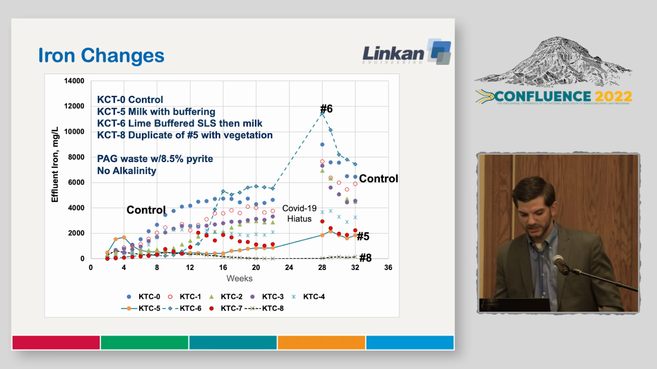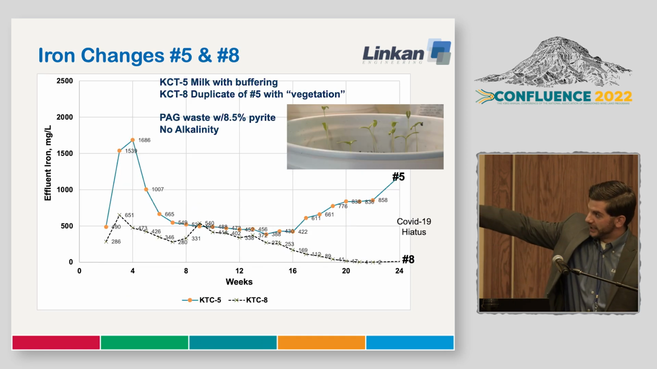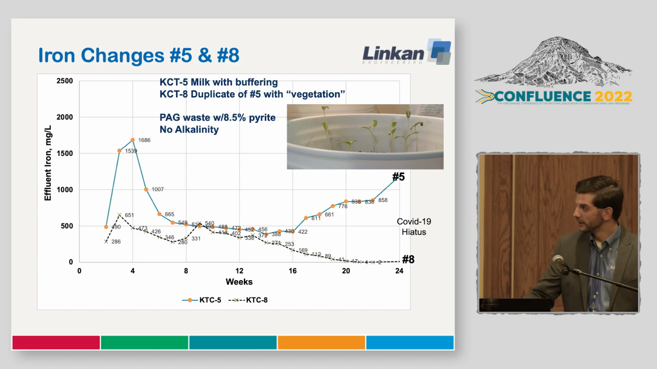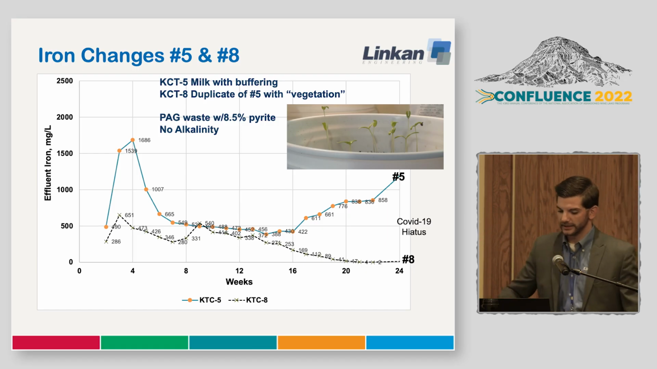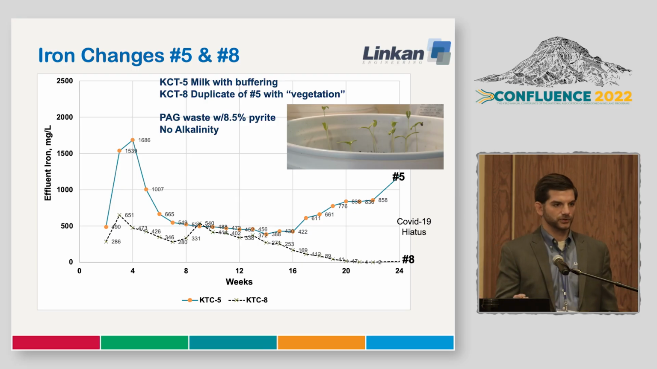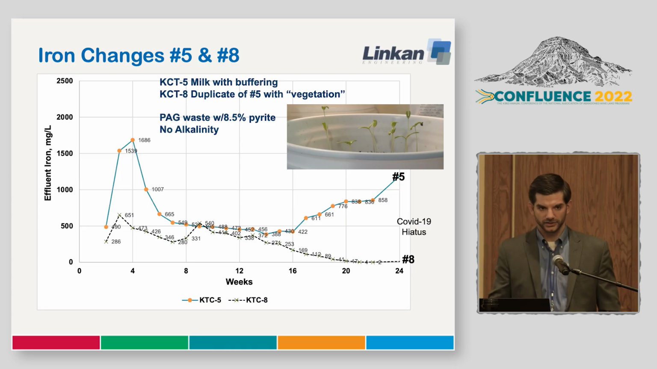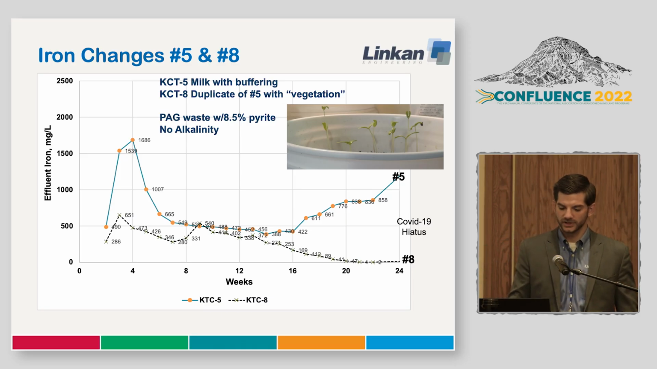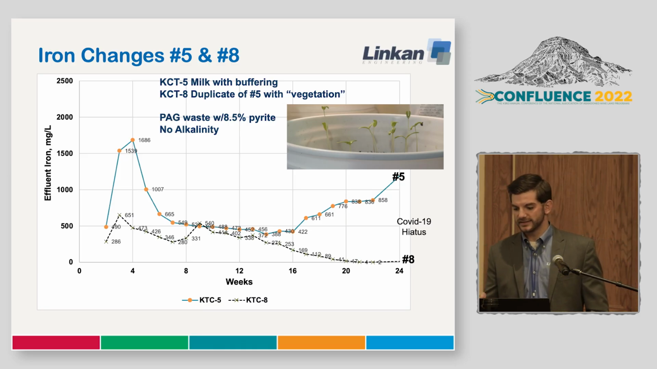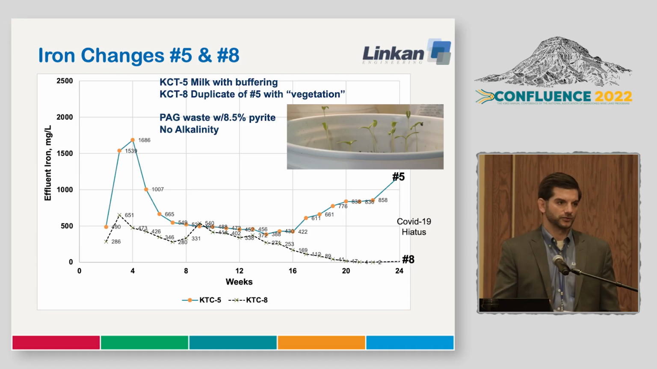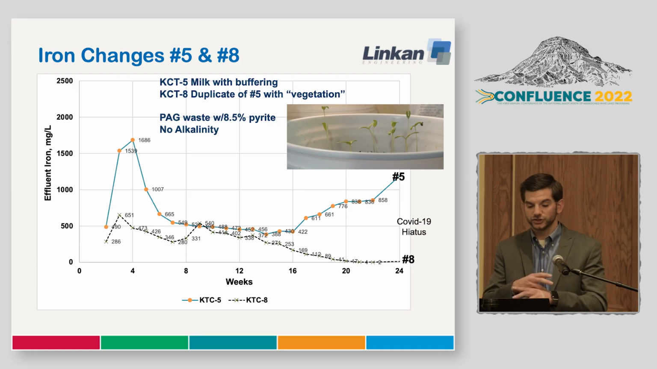I think the data kind of speaks for itself. Number 5 and 8 being the milk amended, and number 8 again having the vegetation. So we're seeing that humic acid produced by the vegetation acts as a bactericide, killing some of those acetylthiobacillus, and then the milk provides that carbon component for the heterotroph. So we're having a population shift.